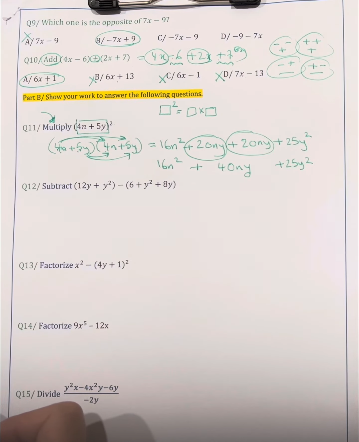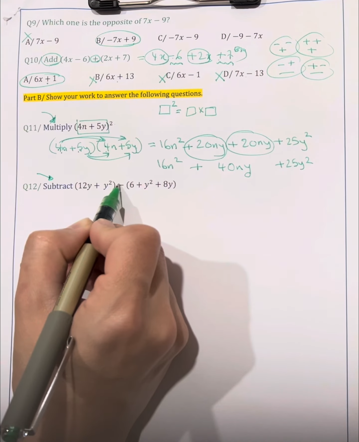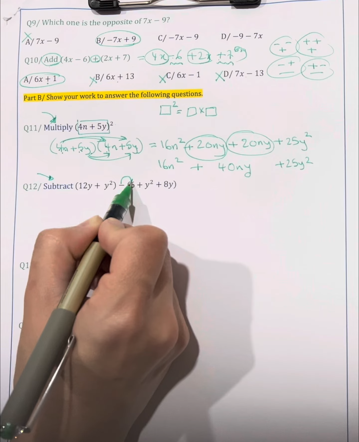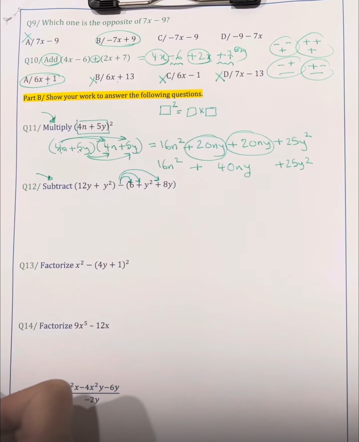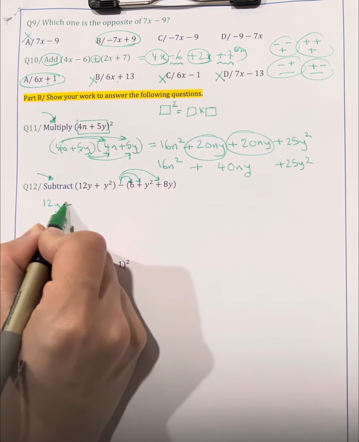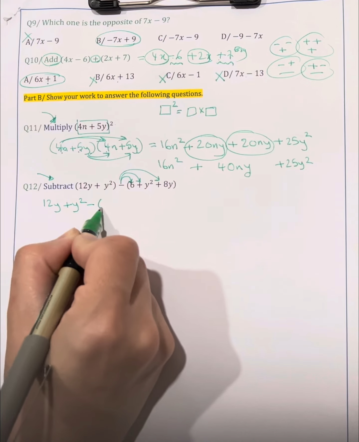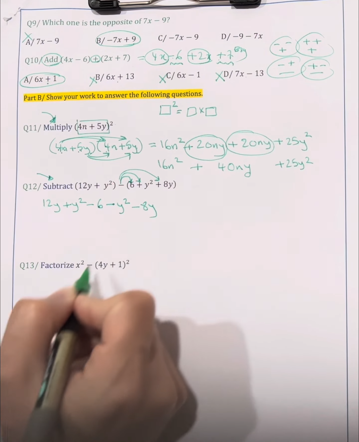Question 12. It's asking us to subtract. Subtraction in here, I am using distributive property for the negative sign. That means the negative will go inside 3 times and it's going to change all the signs because we said that different sign is negative. So 12y plus y squared minus 6 minus y squared minus 8y.